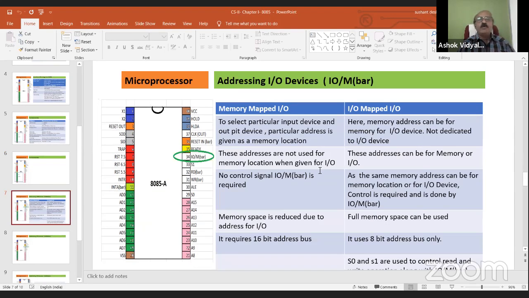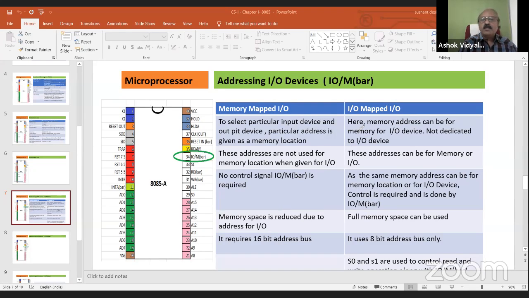Okay. Now let's move on and see what memory mapped IO and IO mapped IO are. To select a particular input device or output device, a particular address is given as a memory location. So if I want to select the peripheral to be attached to this particular microprocessor, a memory address is given, so that when the microprocessor puts data into that particular memory location, it is equivalent to giving the data to a peripheral. Such a method of addressing is called memory mapped IO.